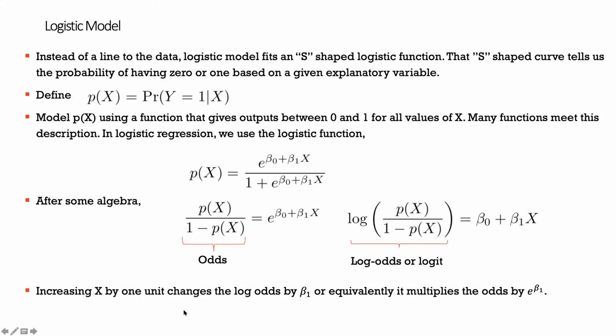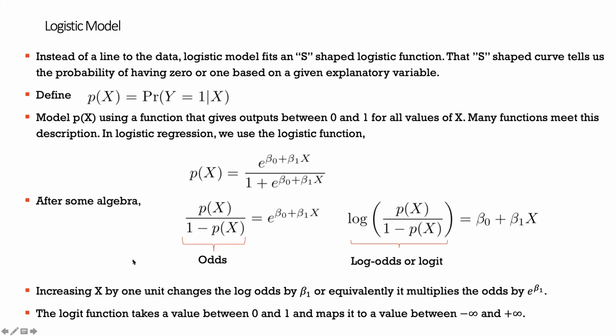And how we use that equation is that increasing x by 1 unit changes the log odds by b1, or equivalently it multiplies the odds by e to the b1. This is how we talk about our regression parameters for logistic regression. I'm going to give you more detail about this explanation when we run our code for the application of logistic regression.